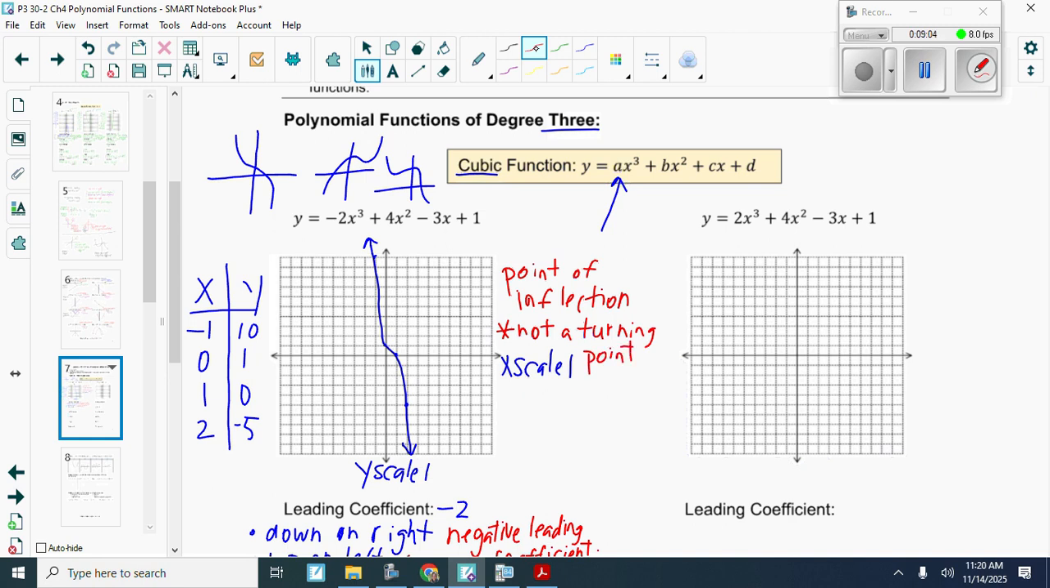I guarantee you there will be a question that will give you a cubic and ask how many turning points, and it will give you options like 0, 1, 2, or 3. If it's a point of inflection, you might be tempted to say there's 1, but there's not. There are no turning points.